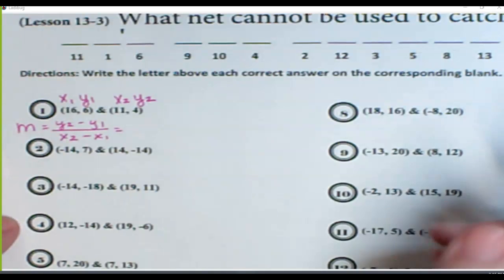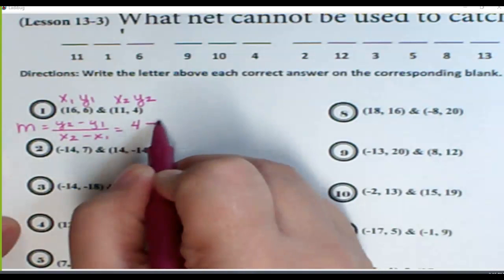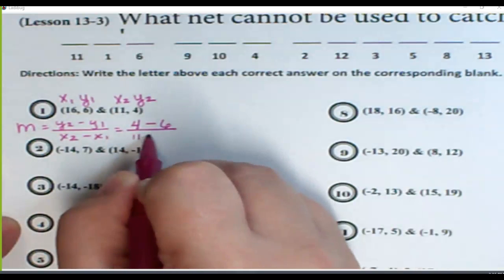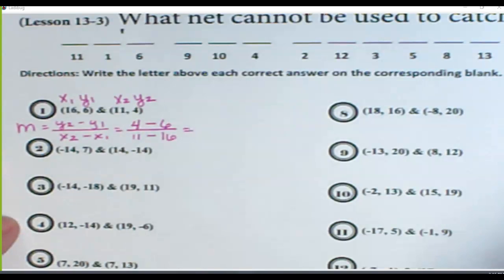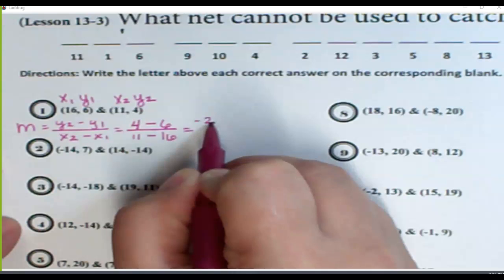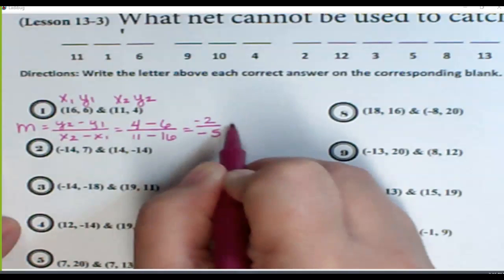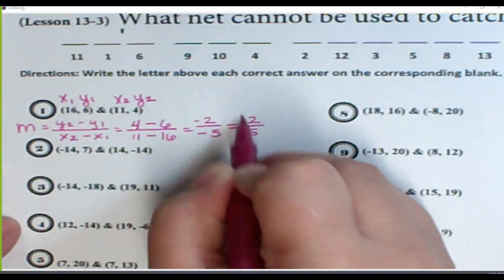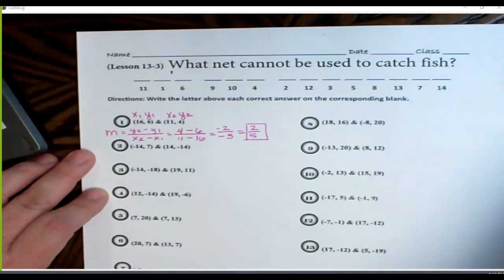All right, what is y2? 4 minus y1, 6 over x2 minus x1. All right, now we're ready. Step 4, solve and simplify. 4 minus 6 is negative 2 over 11 minus 16. And that simplifies to positive 2 over 5. So whenever they're both negative, it will simplify to positive, because negative divided by negative gives me a positive answer.